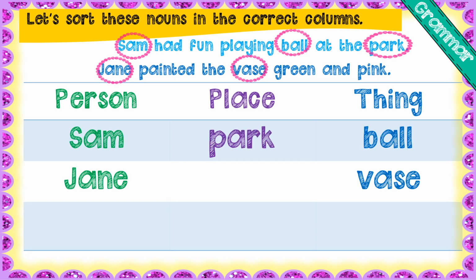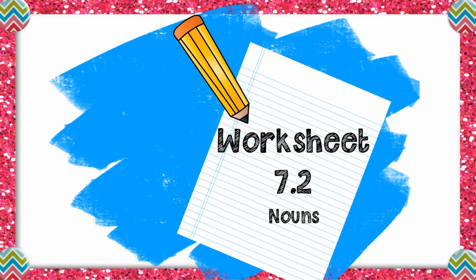Okay, what we will be doing today is we will be finding nouns in sentences, and we will be sorting these nouns according to if they are a person, place, or thing. Now take a minute to pause the video and find workbook page 41. It says 7.2 at the top. Now when you find page 41, we're going to be looking for nouns in the sentence.